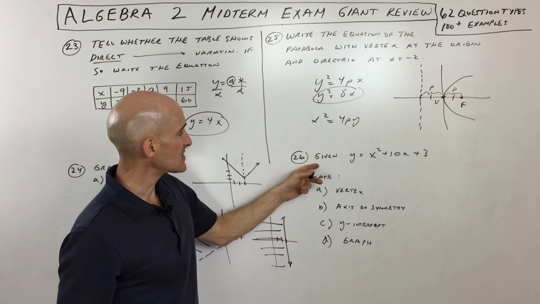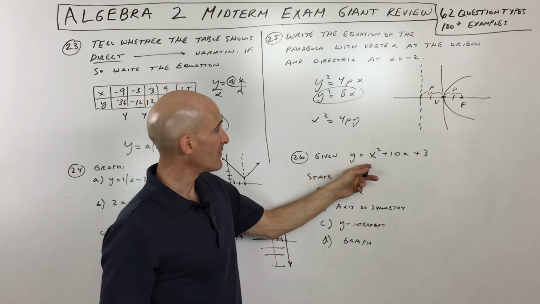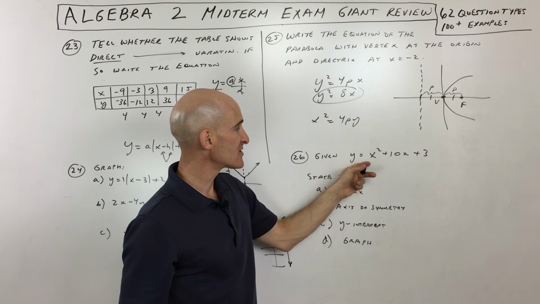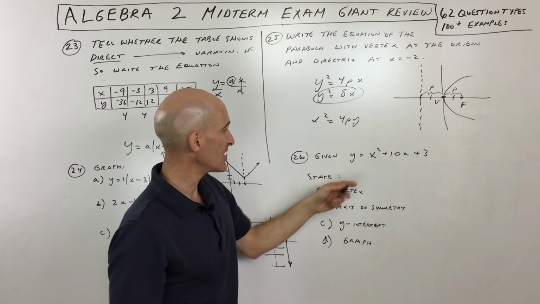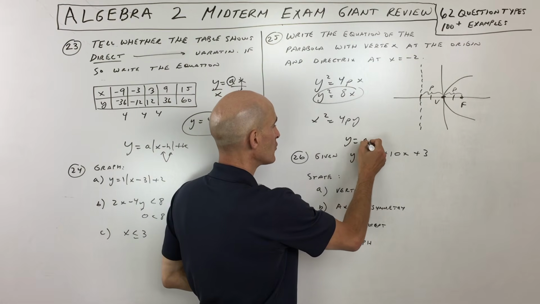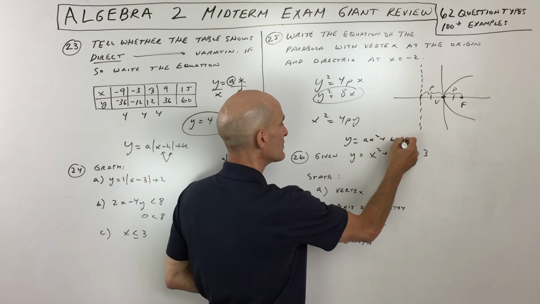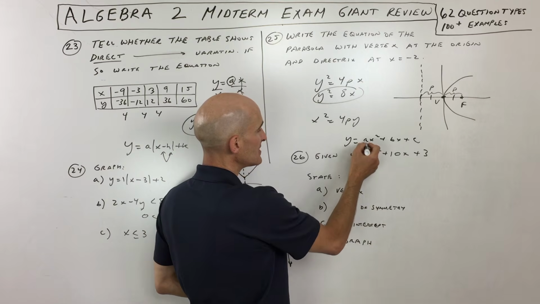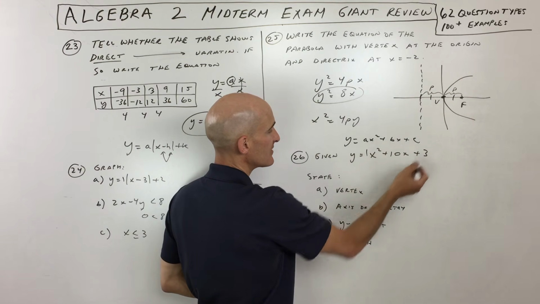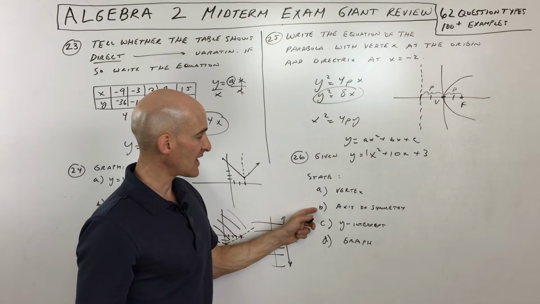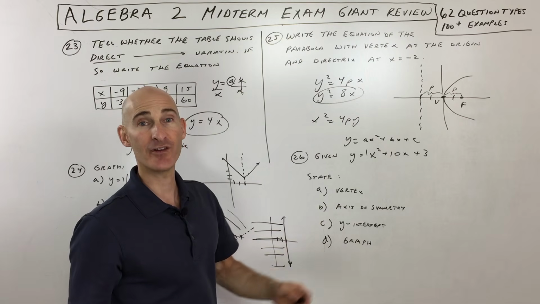But number 26 now, this is another form of a parabola. This is basically called the general form of the parabola. It's in the form y equals ax squared plus bx plus c. And you can see that a is 1, b is 10, and c is 3. And it says state the vertex, axis of symmetry, y-intercept, and graph it, right?